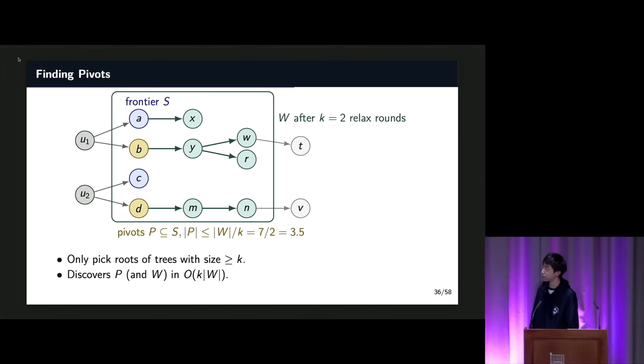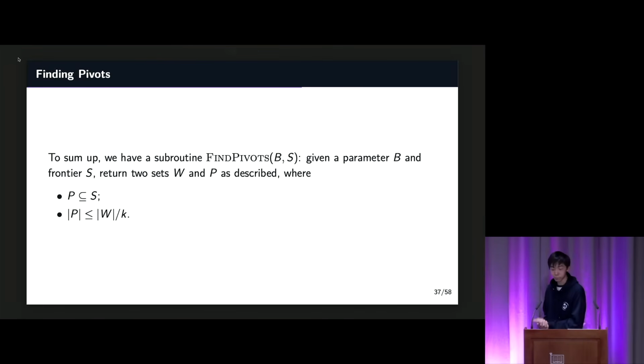What happens to the other vertices, like vertex A, C, and X here? What are we going to do about them? Well, it turns out we don't have to worry about them, because we have done k rounds of relaxations at the start. And doing k rounds of relaxations from the frontier is enough for us to complete every single vertex. Okay. To sum up, we have a subroutine, find pivots B and S, that takes in the parameter B and frontier S, and returns 2 sets W and P, such that P is a subset of S, and the size of P is at most 1 over k times the size of W.